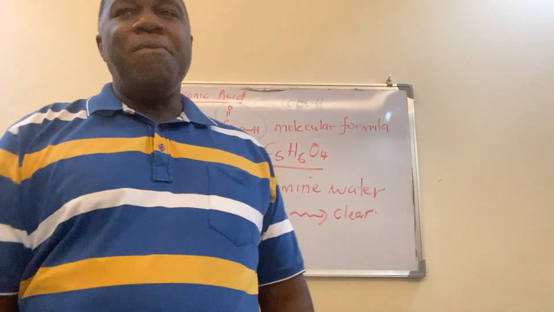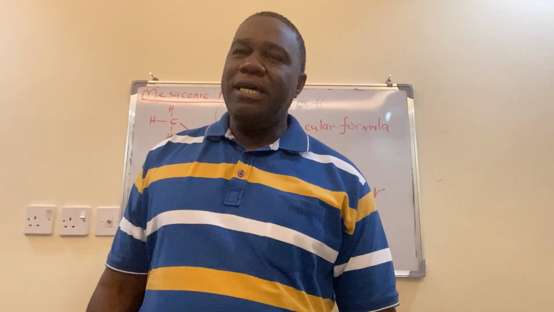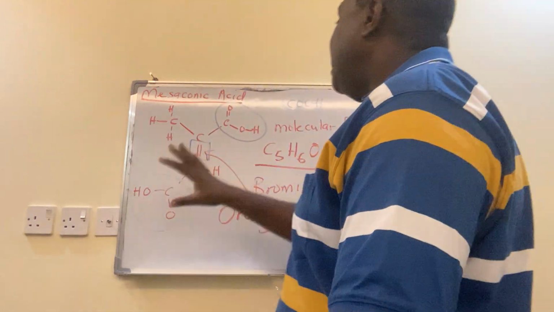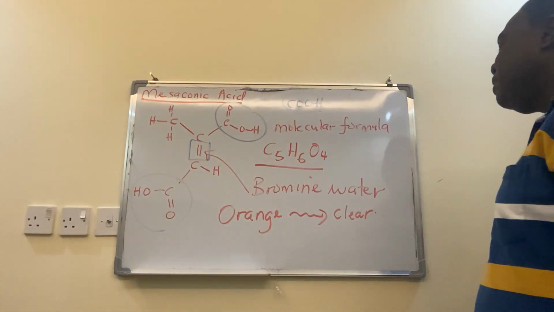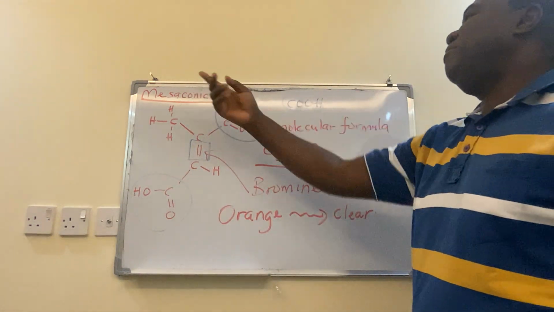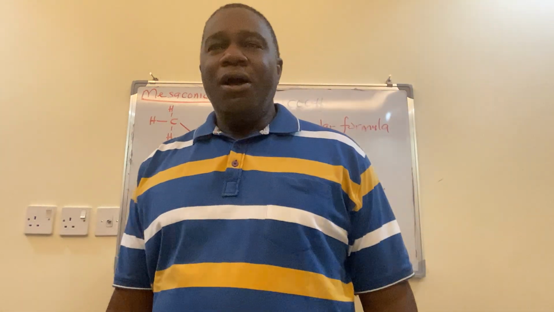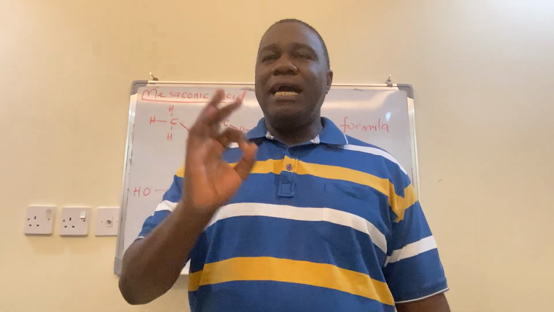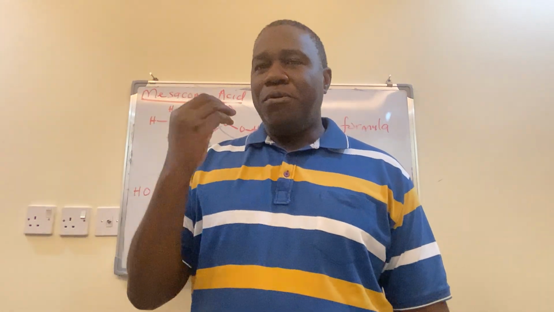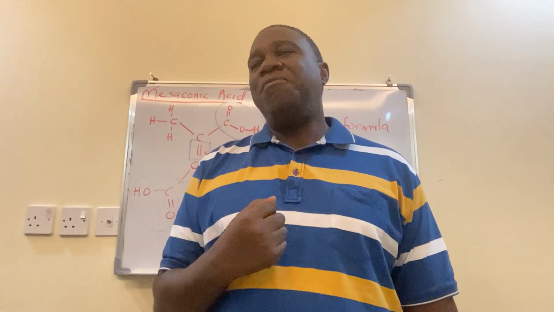Mesoconic acid, a dicarboxylic acid, also has a double bond. And because there's a double bond, we use bromine water. You add excess bromine water to mesoconic acid, and you're going to have a color change from orange to clear. Decolorization of bromine water means the presence of a double bond.